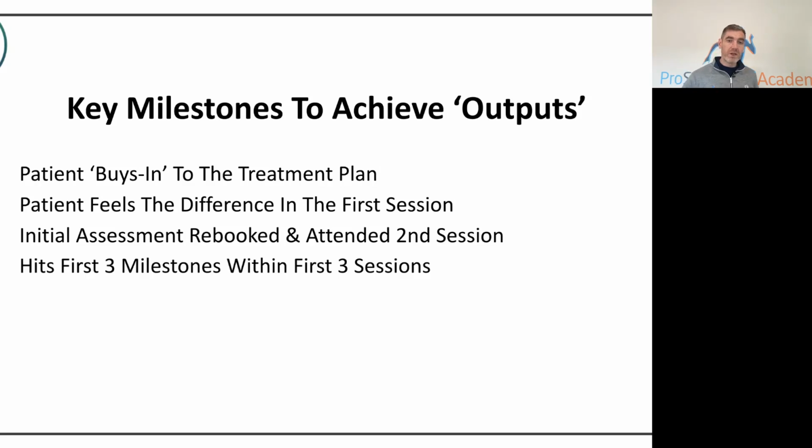So stage 4, what is stage 4? Well, stage 4 needs to be that the patient hits their first 3 milestones within the first 3 sessions. Now, what do I mean by milestones? Again, if you look at a couple of episodes ago, I talked about patient value outcomes. Patient value outcomes are everything in private practice. This is how the patient defines value, okay? Perceived value is what the patient is expecting to receive. So these are the outcomes that the patient has defined as valuable to them.